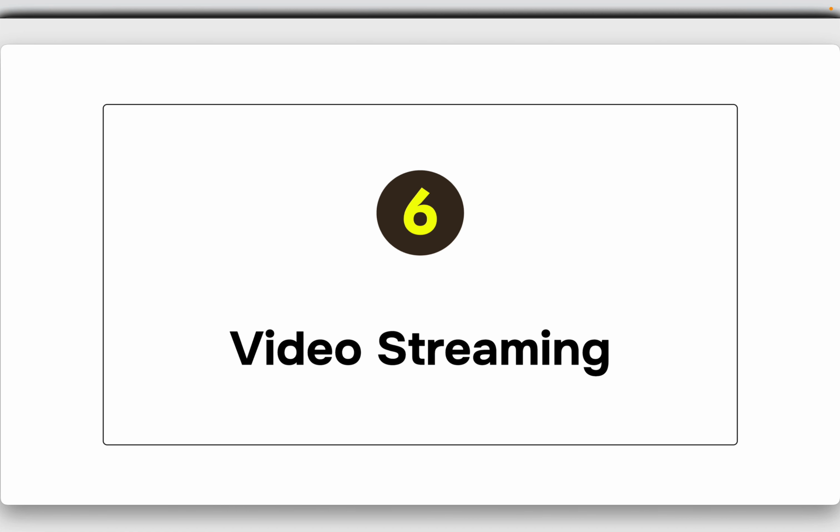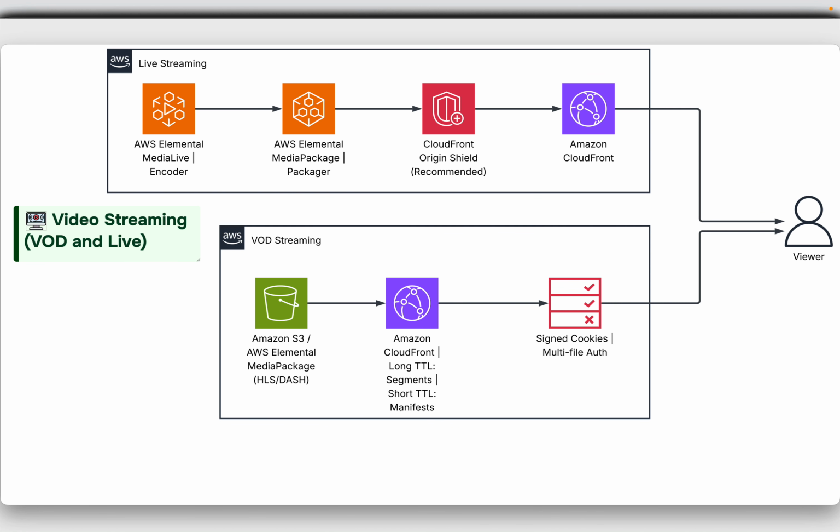Sixth topic is video streaming. The diagram shows two streaming architectures. For live streaming, AWS Elemental MediaLive encodes the video, then MediaPackage packages it, followed by CloudFront Origin Shield, and finally CloudFront delivers to the viewer.